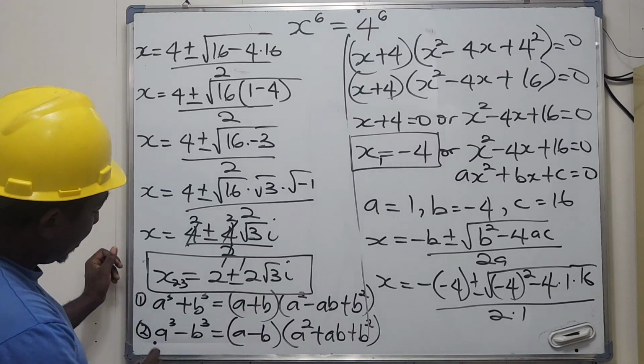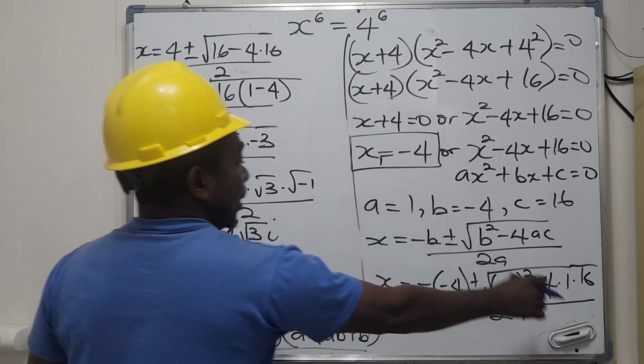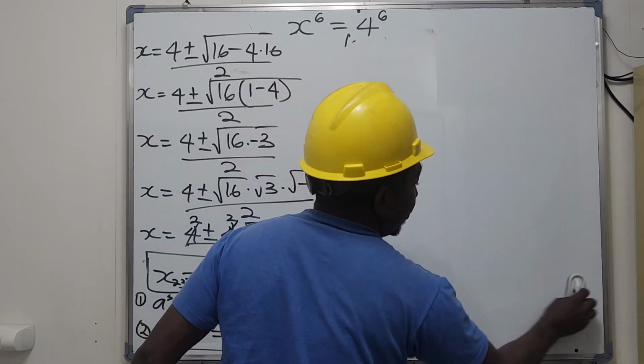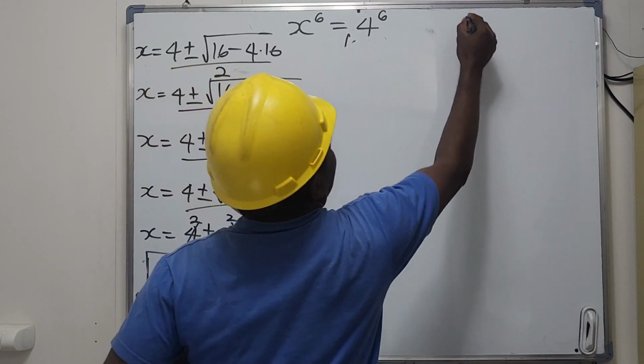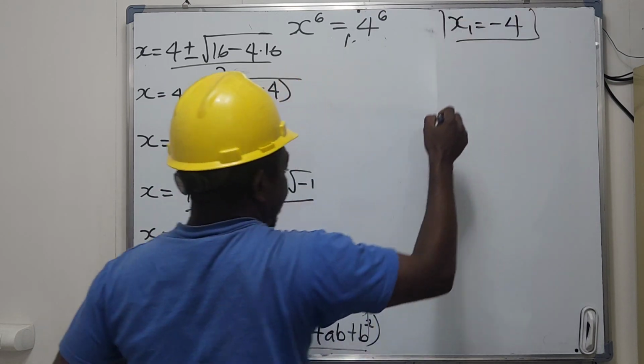So we are now left with this second part of the equation, where this can be written as our value of x1 equals minus 4. So we need to write out that. So this is going to become, we have here x1 equals minus 4. That is for the first value of x.